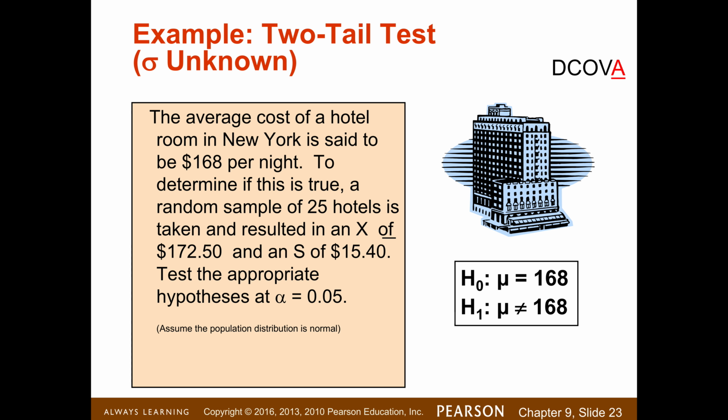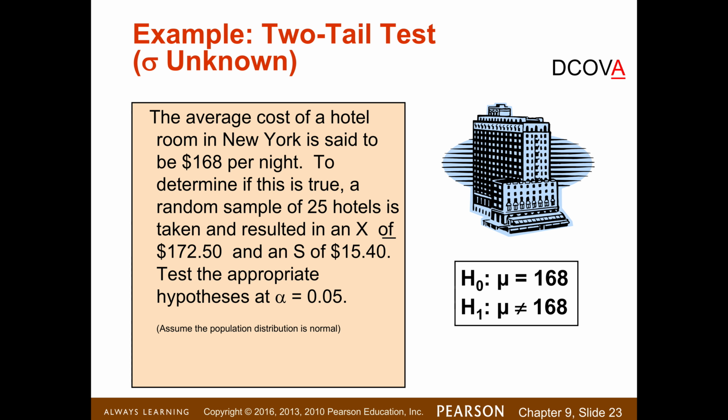So an example, average cost of a hotel room in New York City is said to be $168. I think that seems a little low to me. I've only been there once, so I'm certainly not an expert. But anyway, to test it, it looks like they've taken a random sample of 25 hotels.